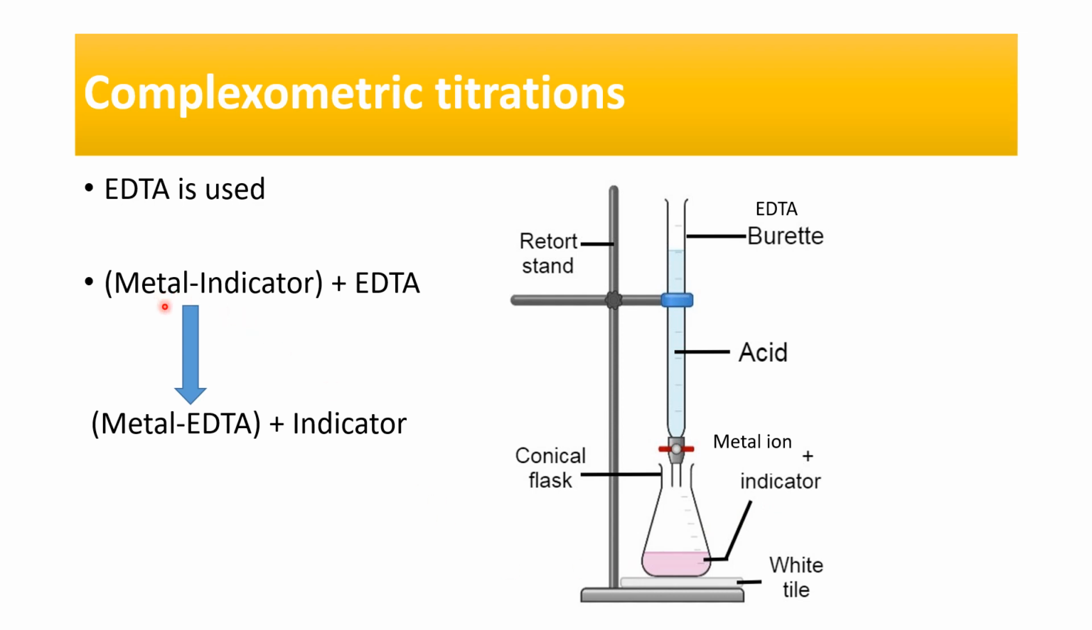So what happens? Initially what you have in the conical flask, you have metal and you have indicator. So metal indicator complex is there. To this you are adding EDTA from the burette. So when you add EDTA, remember, EDTA is a very good complexing agent. It forms complex with almost all the metal ions. So EDTA is going to replace the indicator. After the reaction, metal is forming complex with EDTA and the indicator is set free. The final color is the free form of the indicator. Your end point is the free form of the indicator.